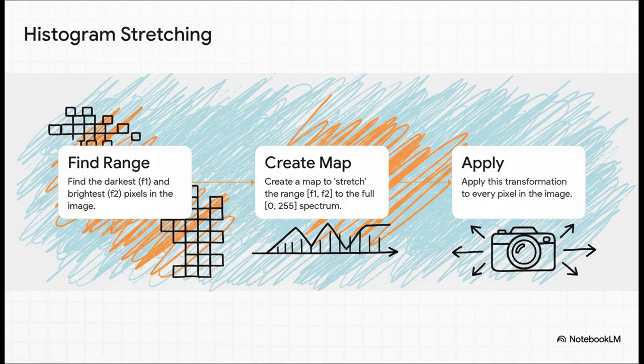So, how do we fix this? With a super elegant solution called histogram stretching. It's a 3-step process. First, the computer finds the absolute darkest and brightest pixels that currently exist in the picture. Then, it creates a new map to stretch that small, cramped range all the way out to the full spectrum, from 0 to 255. And finally, it applies that new map to every single pixel in the image.